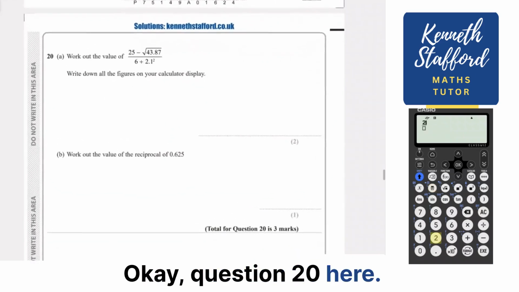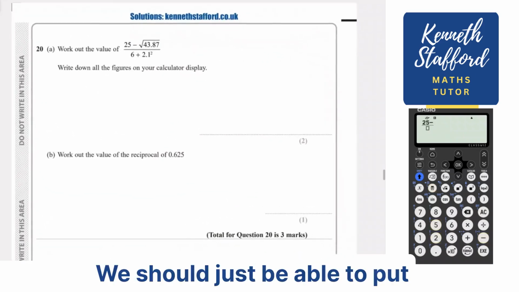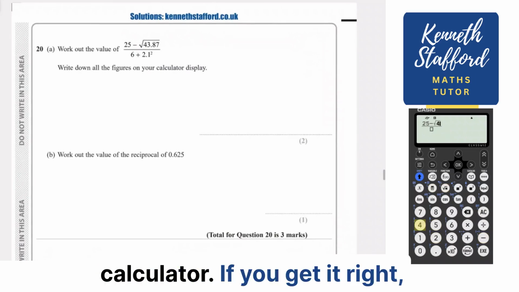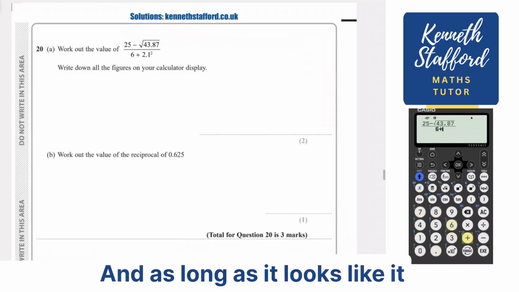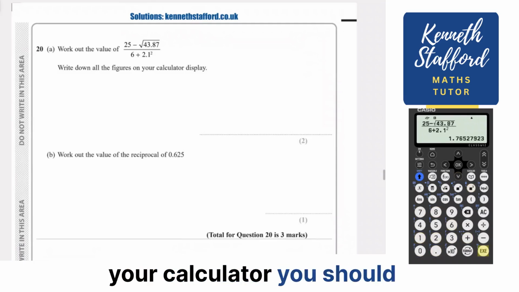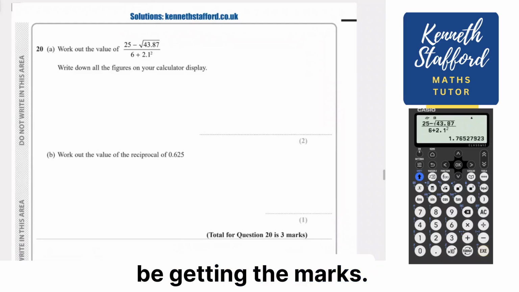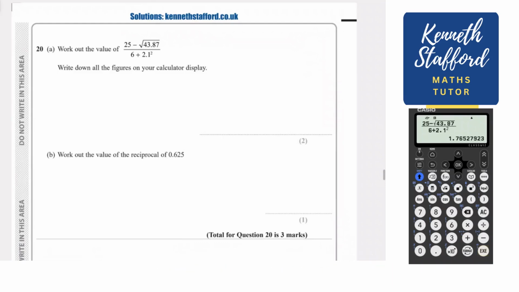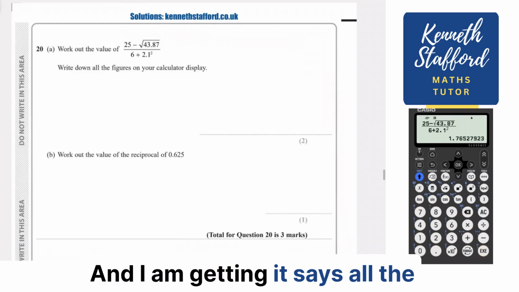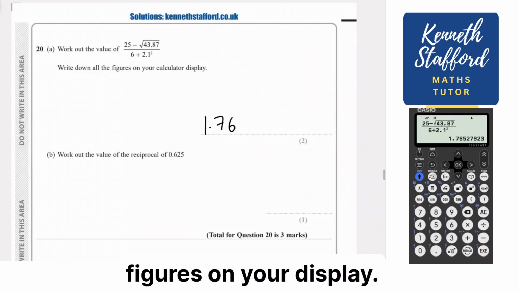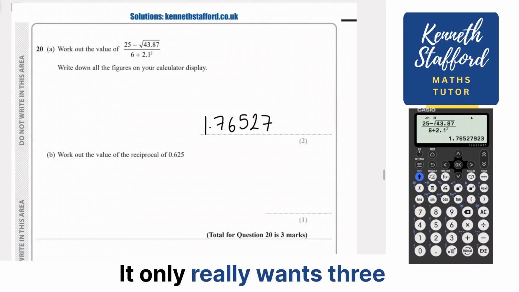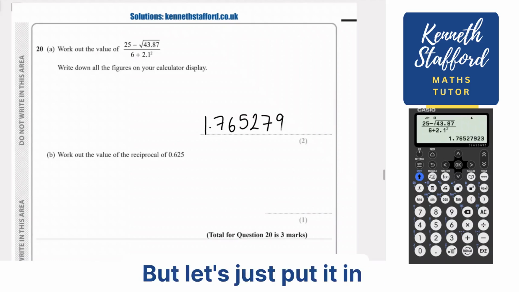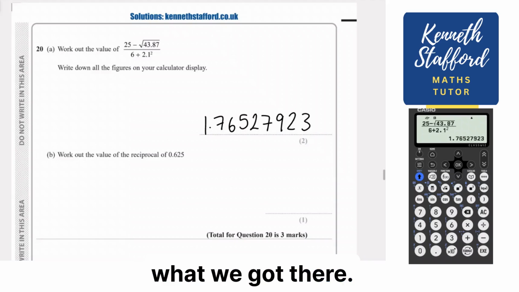Okay, question 20 here. We should just be able to put this straight in on our calculator. If you get it right, you will get both marks. And as long as it looks like it does on the question sheet on your calculator, you should be getting the marks. And I am getting, and it says all the figures on your display. Just do whatever shows up on the screen. It only really wants 3 or 4 decimal places, but let's just put it in what we got there.